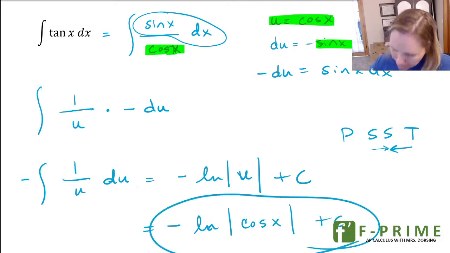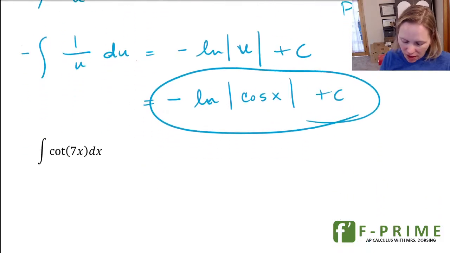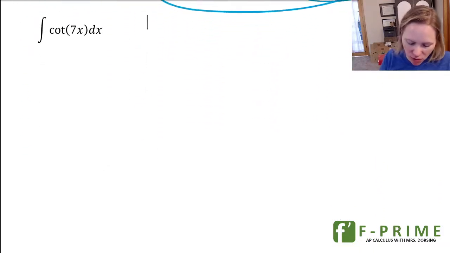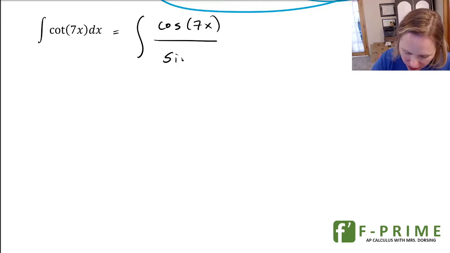Boom, there's my answer. So we have to be willing to try something, recognize whether it's going to work or not, and then be willing to try something else. So knowing what we just did with tangent and using the identity of tangent being sine over cosine, I would invite you to pause the video at this point and use a similar identity here for cotangent, knowing that cotangent is cosine of 7x over sine of 7x.